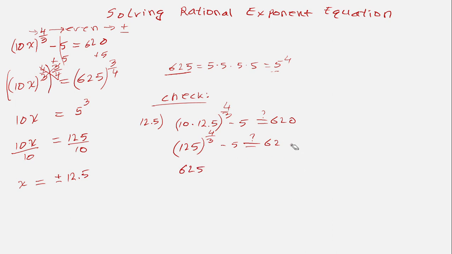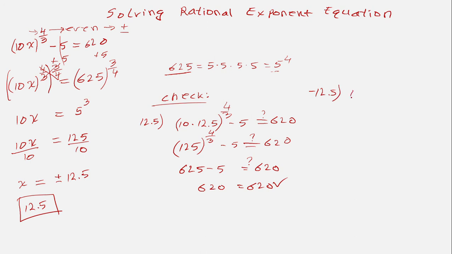And this is not 625, this is 620. And then minus 5, is that equal to 620? And it sure is, 620 equals 620. So this one checks, which means 12.5 really is a good solution. Let's now do negative 12.5.